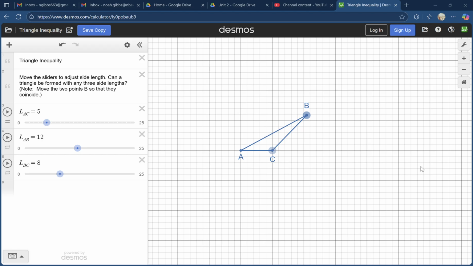So with that in mind, any value that's less than 29 and any value that's greater than 1 will work in a triangle. And again, you can always try it on the thing there.